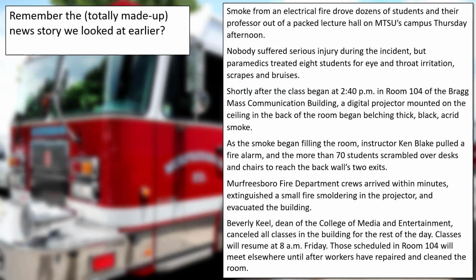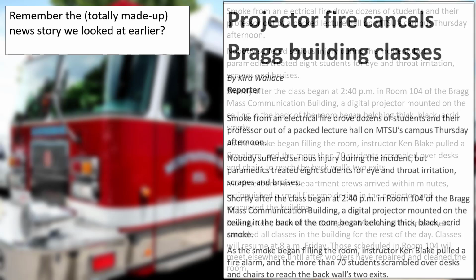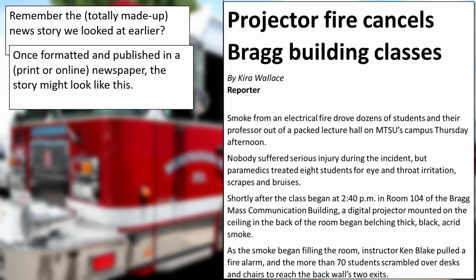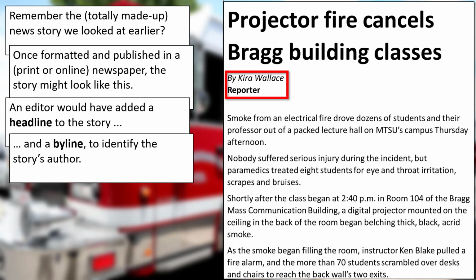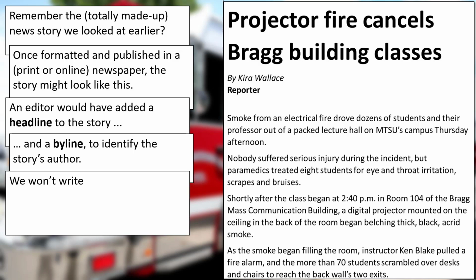Remember that totally made up news story we looked at earlier, the one about the made up fire in Bragg Room 104? Once formatted and published in a newspaper, whether in print or online format, the story might look like this. An editor would have added a headline to the story. That's the big text at the top of the story. And the editor also would have added a byline to identify the story's author.